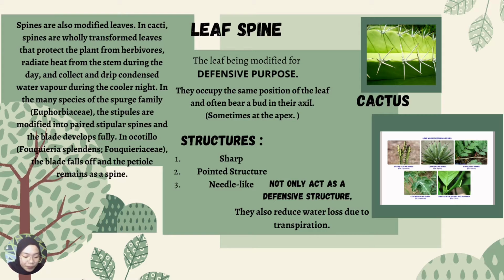Other than that, the leaf spine also occurs as the entire leaf, apex, stipules as spine, leaf margin, and also first leaf of axillary bud. That's all from me. Thank you.